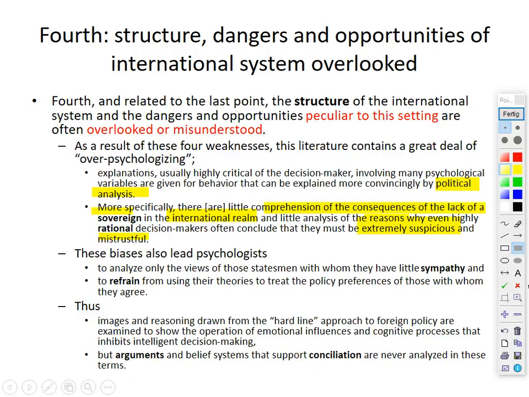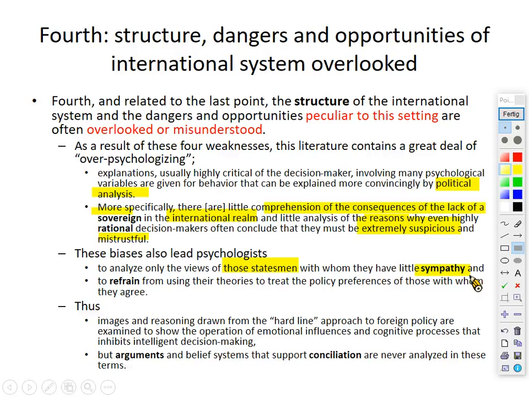Okay. So all of this, psychological analysis may be good, but not necessarily to be applied on all occasions, right? So please don't over-psychologize everything happening in international relations. And this kind of bias, of course, they try to use all their analysis to understand what happened in the international realm. But this kind of bias also leads psychologists to analyze only the views of those states with whom they have little sympathy.